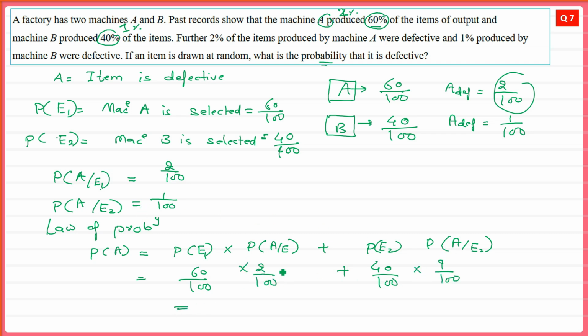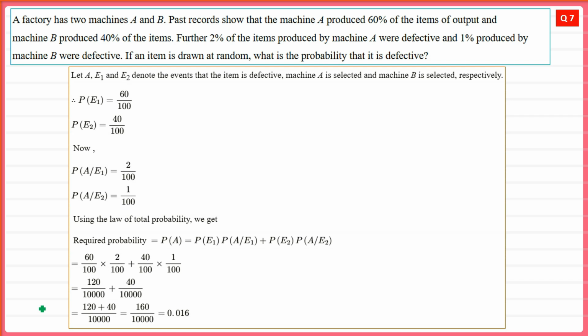So when we compute this, it is 120 divided by 10000, plus 40 by 10000, which gives 160. So it will be 0.016. Why are we writing it in percentage? Because the question is all in percentages. This is your answer. So this is how you are going to write it whenever you happen to write it.